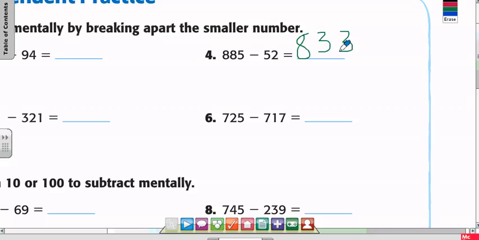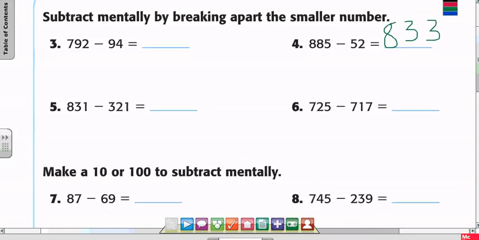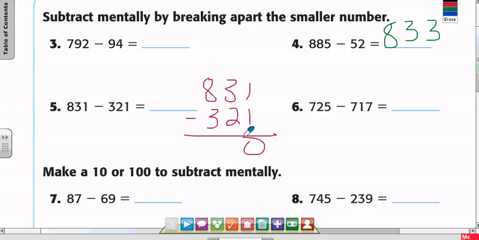833. So if I take number 5, 831 minus 321. 1 minus 1? 3 minus 2? 8 minus 3? 5. So 510 for that one.